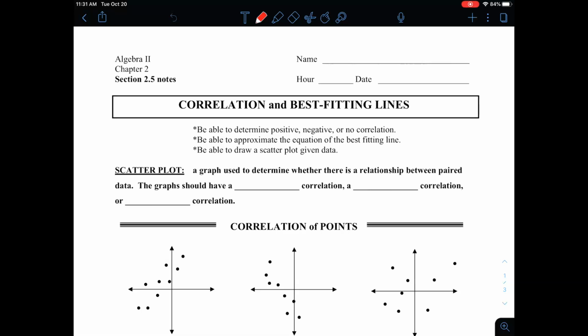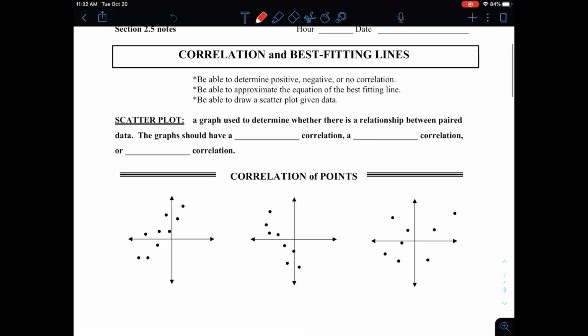We're moving on to 2.5 today, which is the lesson on correlation and best fitting lines. Our essential questions are: be able to determine positive, negative, or no correlation, be able to approximate the equation of the best fitting line, and be able to draw a scatter plot given data.